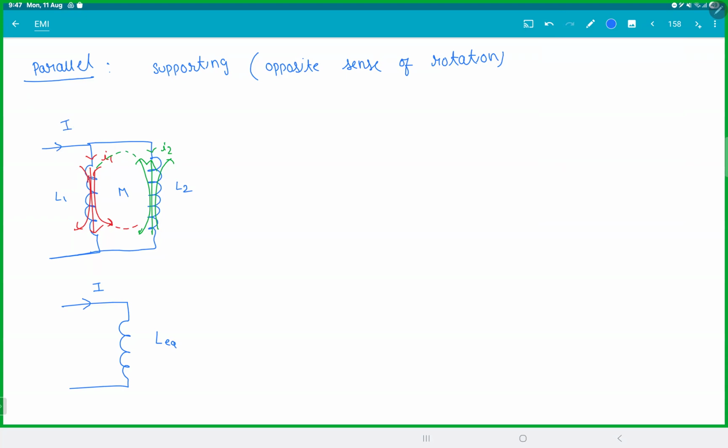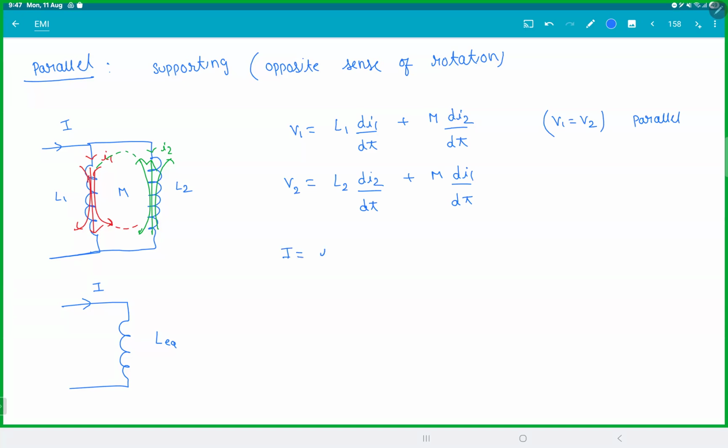Now listen to the equations carefully. In the first one, the potential difference V1 is L1 di1 by dt, this is due to your self-inductance, plus M di2 by dt, this is due to the mutual inductance. So each coil will generate an EMF which will depend on both. Similarly, V2 will be L2 di2 by dt plus M di1 by dt. Since they're in parallel, V1 is equal to V2. And capital I is equal to I1 plus I2. And V1 is equal to V2 is equal to L equivalent di by dt.